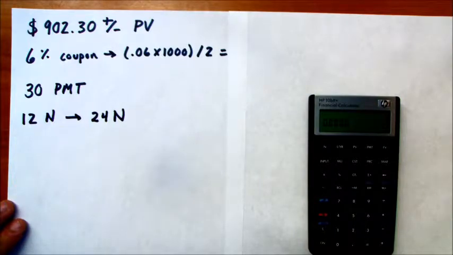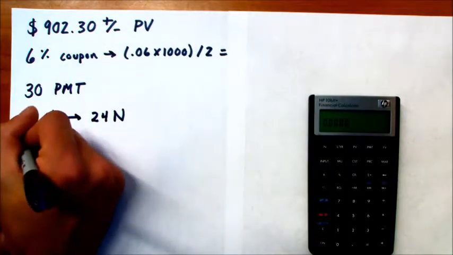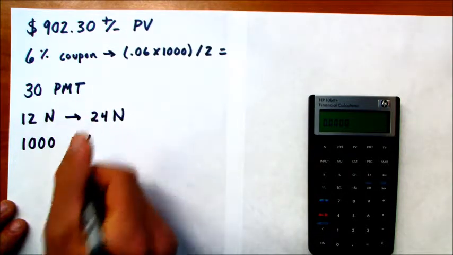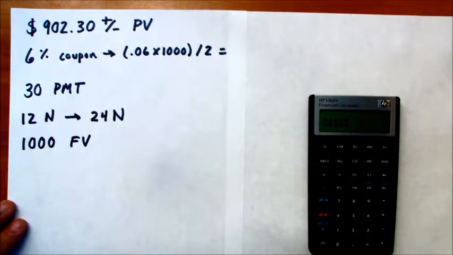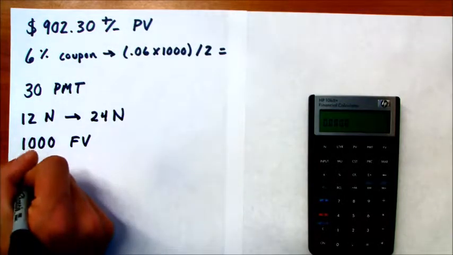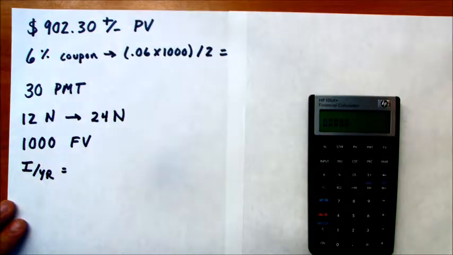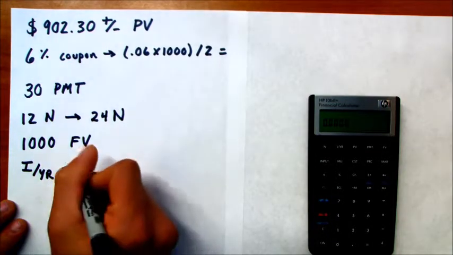Continuing through the problem, we see that it is 1,000 future value. And now we are solving for interest per year, which equals 7.23%.